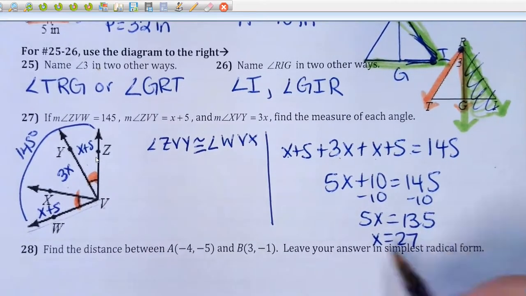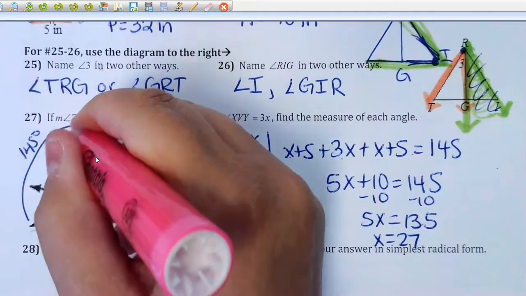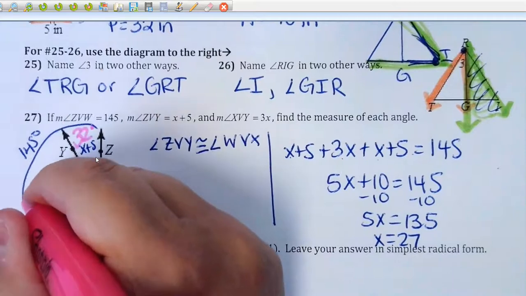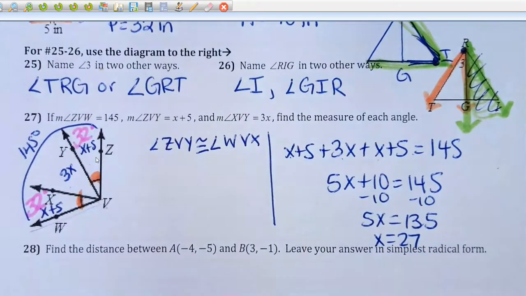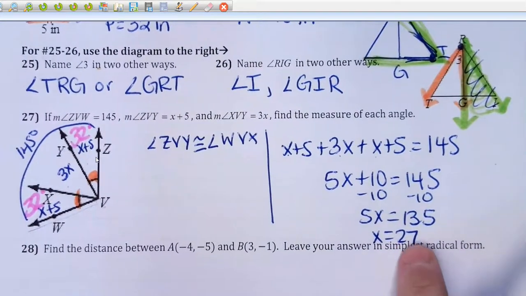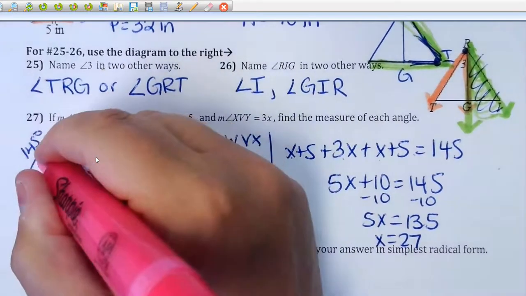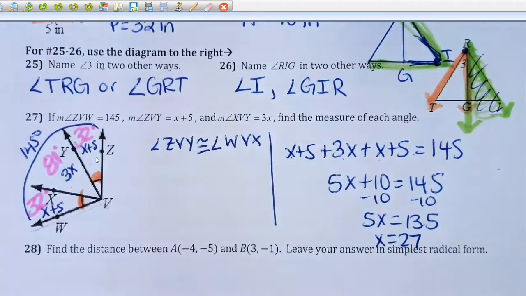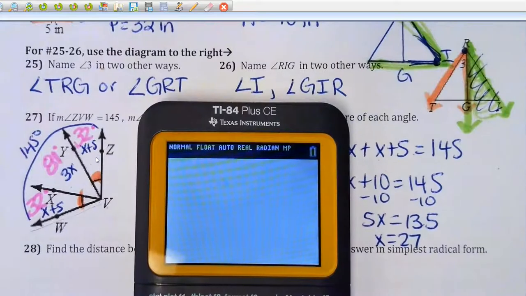And if I want to plug that back in to find the angle measurements here, I'm going to just grab a different color real quick. 27 and 5 would make this angle 32. This angle would also be 32. And 27 times 3, which is what we would do there, is 81. And if you wanted to check that real quick, 32 plus 32 plus 81 does add up to the 145.